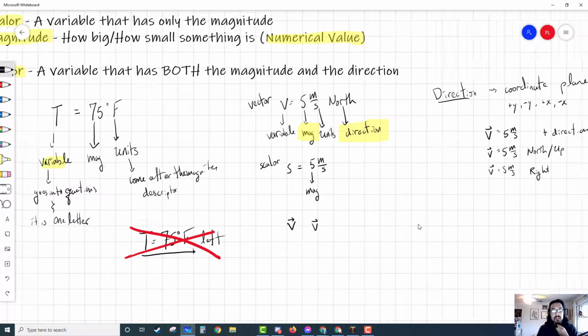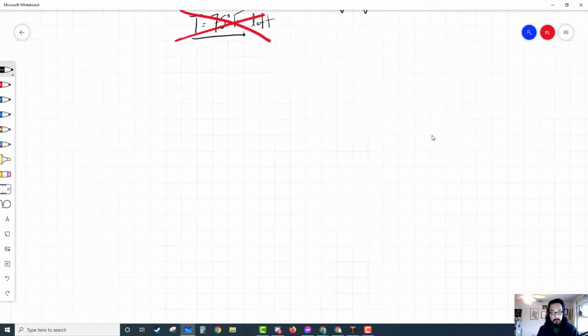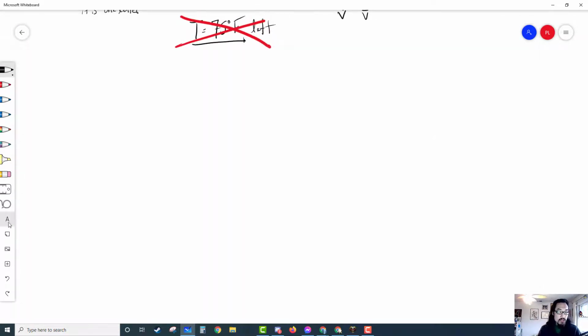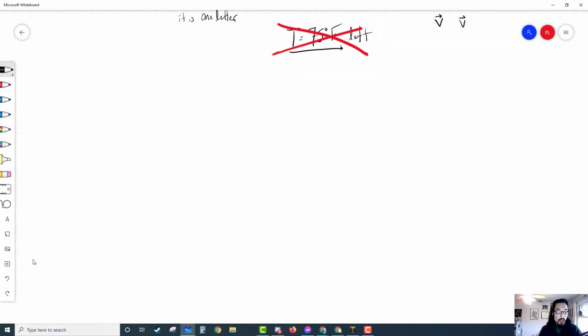Now with vectors and scalars out of the way, let's go over distance and displacement. So with distance, or let's do position first. Position. It's important to know that when you are given a new terminology, you know the variable that is associated with it. So for position, we say that position is represented by the letter x. X is the variable for position, and the units will be in meters. I'll put that into the definition.